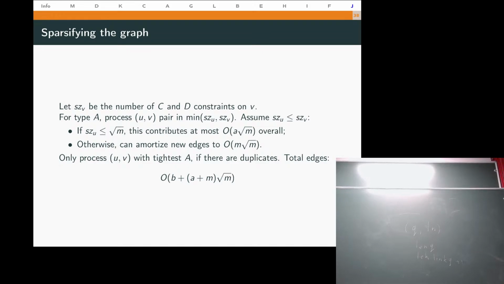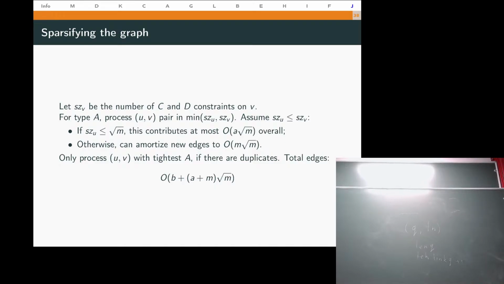Another case is that we have two vertices that both are larger in size than the square root of M. What this means is, on one hand, for the first vertex there are only square root of M distinct possibilities of what is the value of the first vertex.